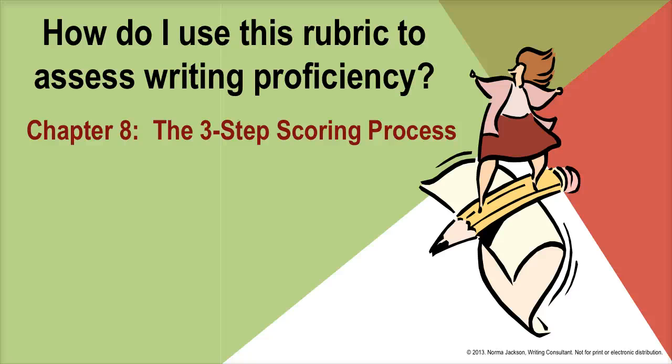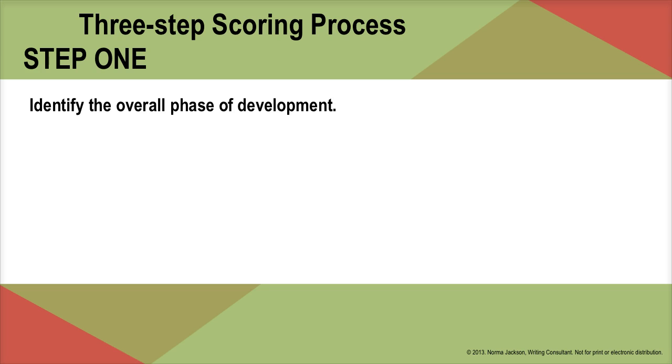Now let's examine a simple three-step process you can follow to quickly and accurately assess students' level of writing proficiency. The first step is to recognize the writer's overall phase of development. Quickly read through the piece of writing. What is your first impression?